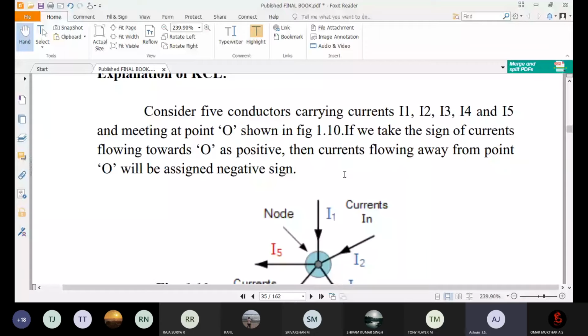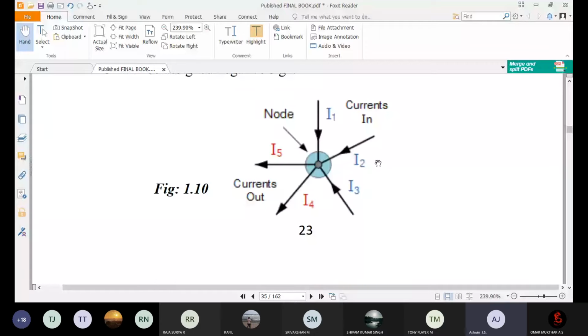Do you remember this diagram? I told you that I1 plus I2 plus I3 is equal to I5 plus I4. Otherwise, I1 plus I2 plus I3 minus I4 minus I5, like this. Okay, sir.